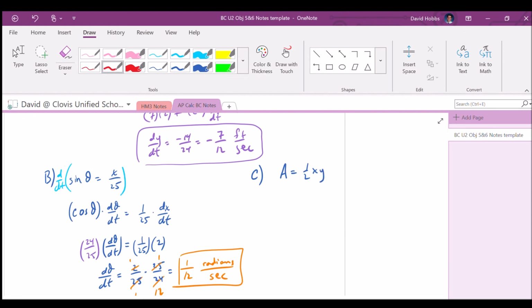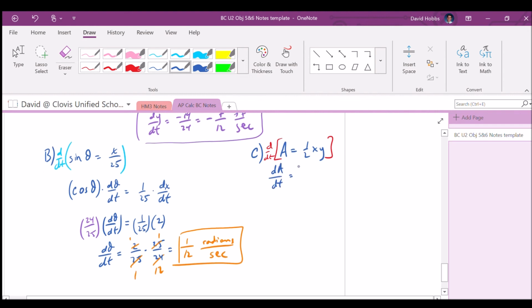So if I take the derivative of the area with respect to time, we get dA dt equals 1/2, and I just like to bring the 1/2 out in front. Then I've got a product of variables, so I've got to do the product rule: first times the derivative of the second with respect to time, plus the second times the derivative of the first with respect to time.